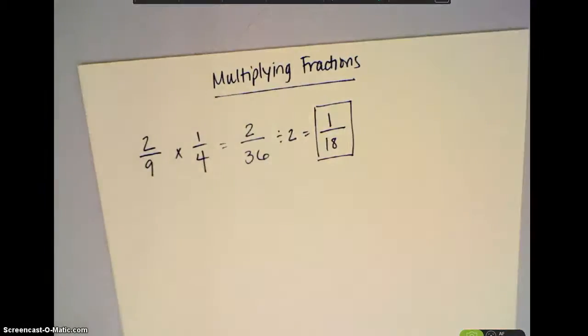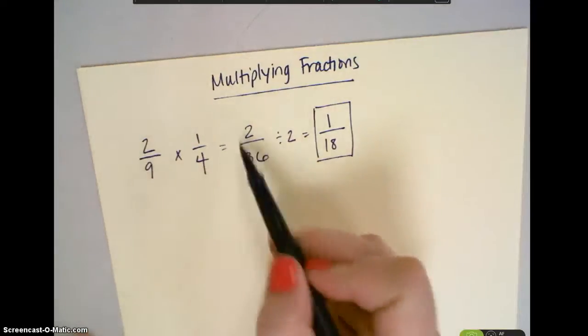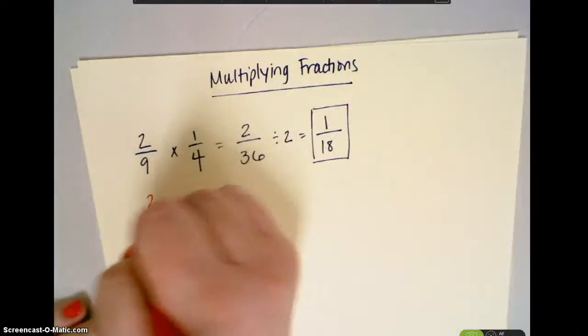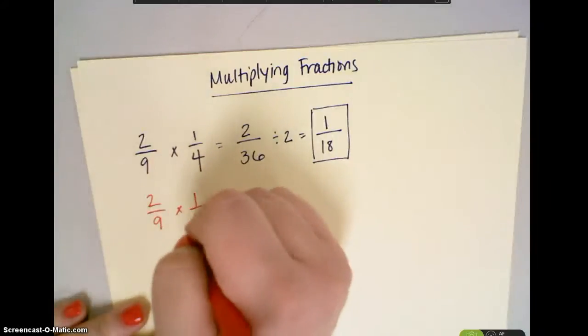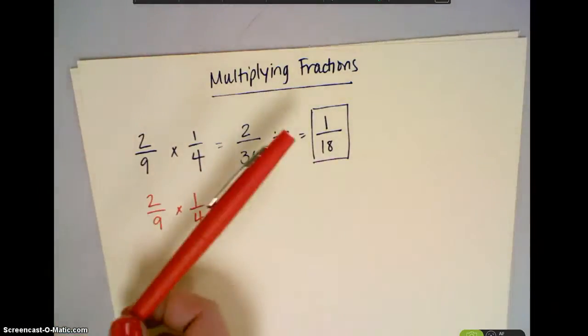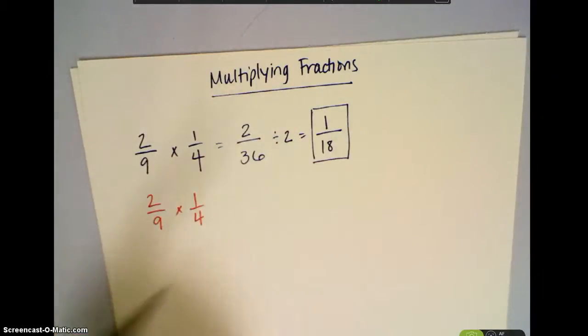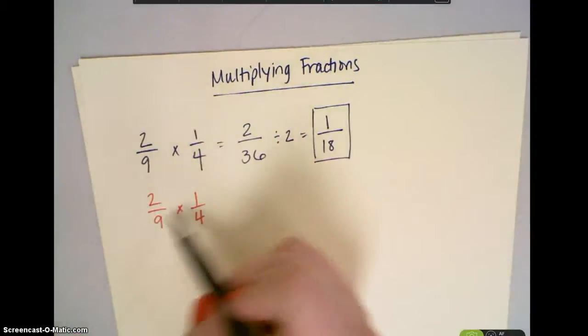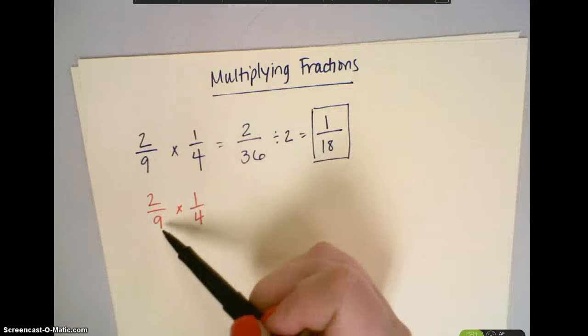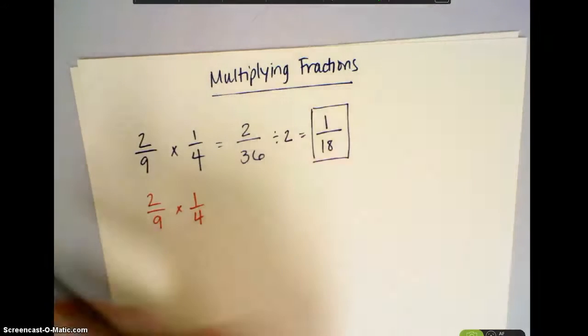So the simplifying trick is that I can cross cancel, which just means that I don't have to do this step later. So the way that would work, and I'll do it in red, same problem, 2/9 times 1/4. I'm going to look diagonally in my problem, and if I can simplify diagonally, I'm going to go ahead and do that now. So if I look at 9 and 1, they can't be simplified by the same thing, because 9 divided by 1 is just going to be 1. So that doesn't help me.